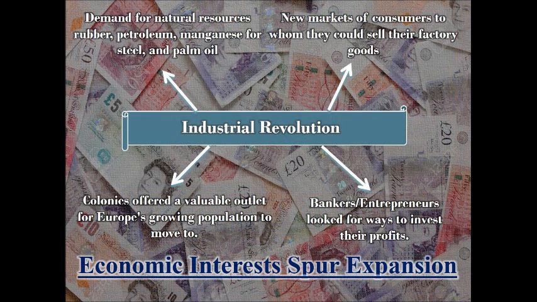Now let's look at some of the causes of imperialism. First, the Industrial Revolution. There was demand for natural resources: rubber, petroleum, manganese for steel, and palm oil. There were new markets of consumers to whom they could sell their factory goods. Colonies offered a valuable outlet for Europe's growing population to move and live in. And bankers and entrepreneurs looked for ways to invest their profits. These are examples of how economic interests spur expansion.